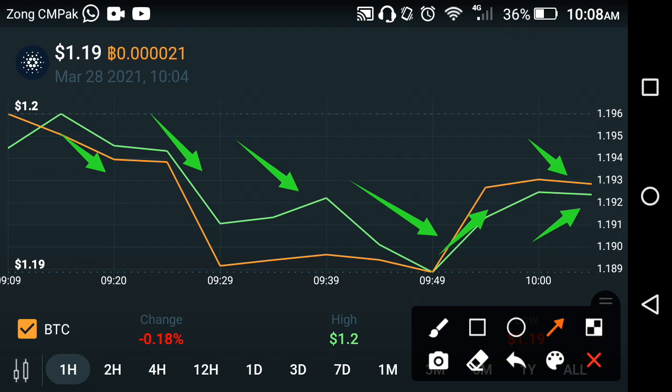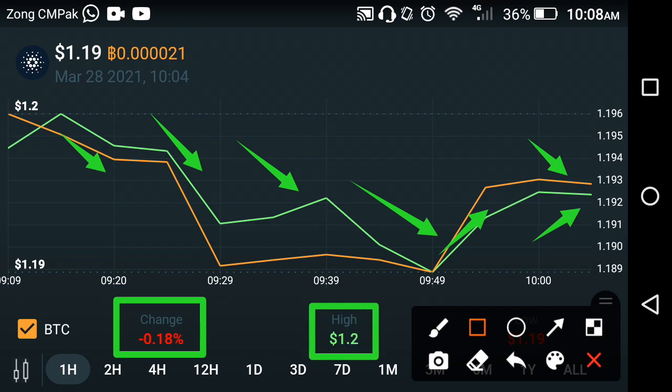As you can see here, that is the change that occurred in the last 1 hour in the Cardano cryptocurrency. A negative 0.18% change occurred in the last 1 hour of Cardano, as you can see here. Now the high price of Cardano in the last 1 hour is $1.2. So that's the live price prediction of the last 1 hour.